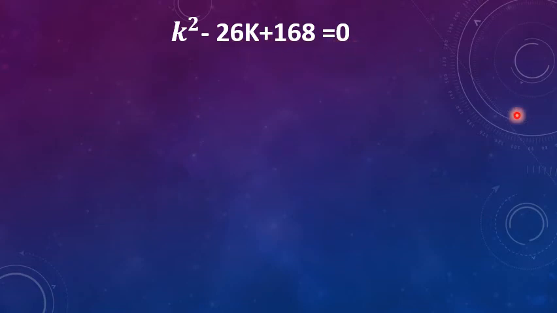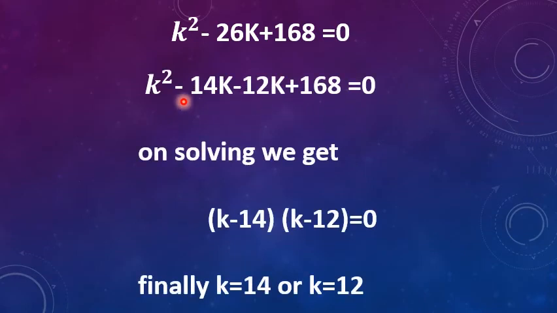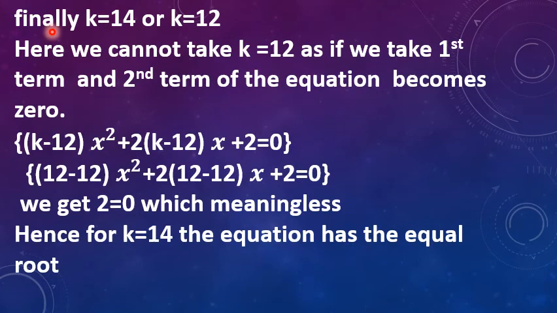You can apply the quadratic formula or the factorization method to find its roots. Here we are applying the middle term splitting method. On solving, we get k minus 14 into k minus 12 equals 0, and finally we get the values k equals 14 or k equals 12. So for which value of k does the given equation have equal roots?